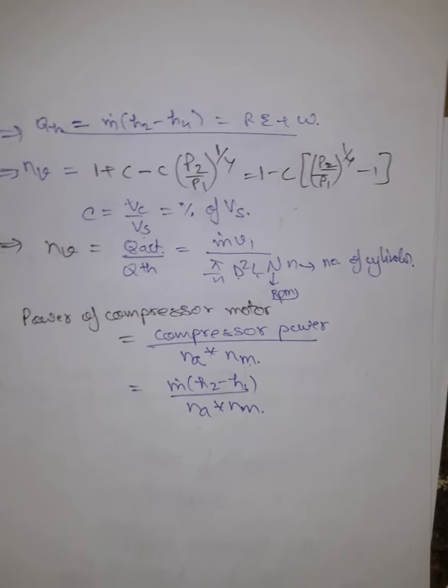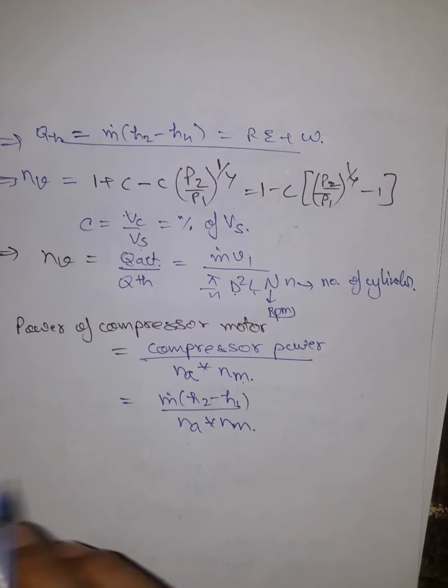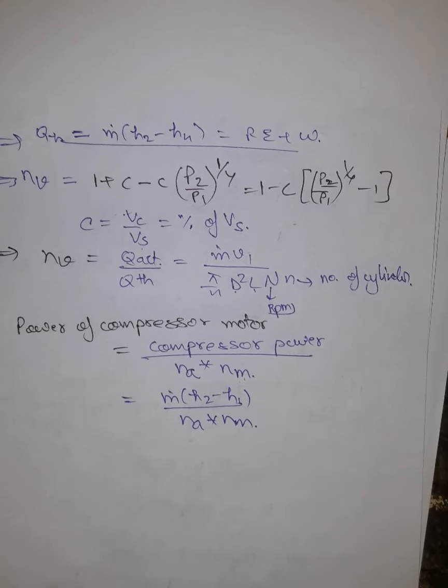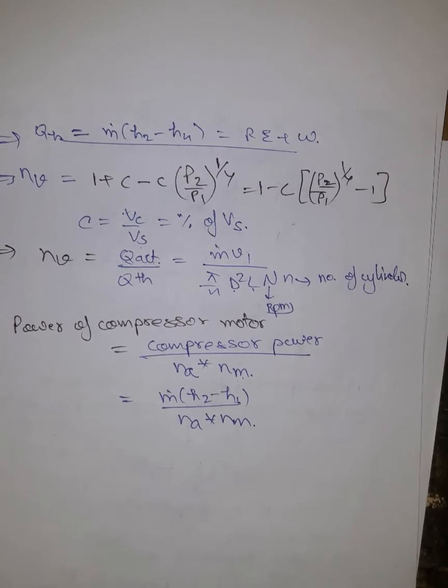So taking into account these considerations, these were the several formulas that we have discussed. That's all for the VCRC cycle.